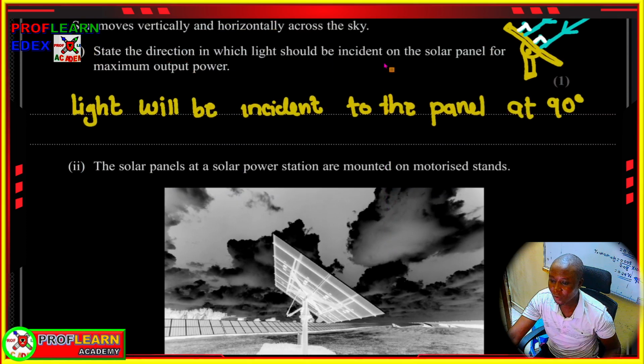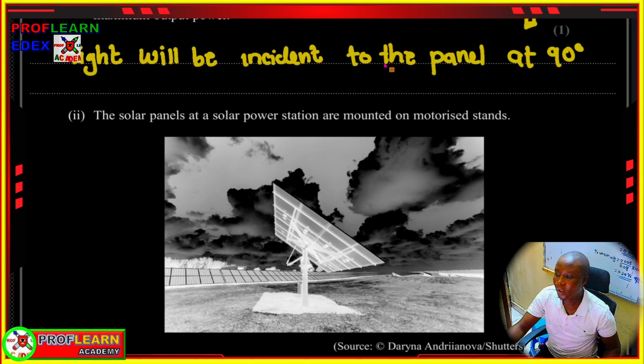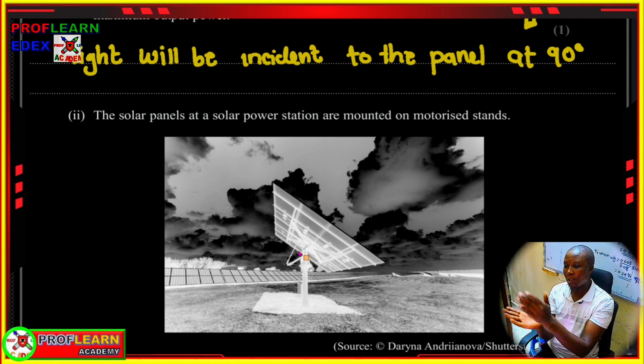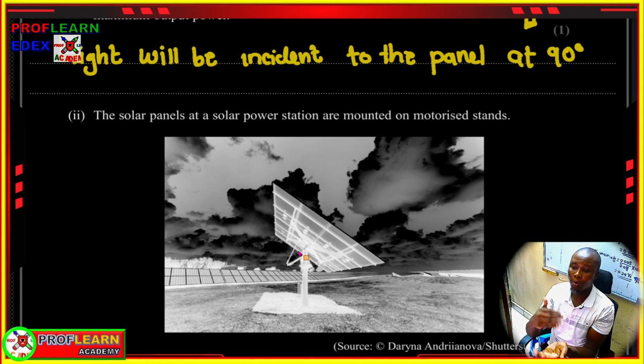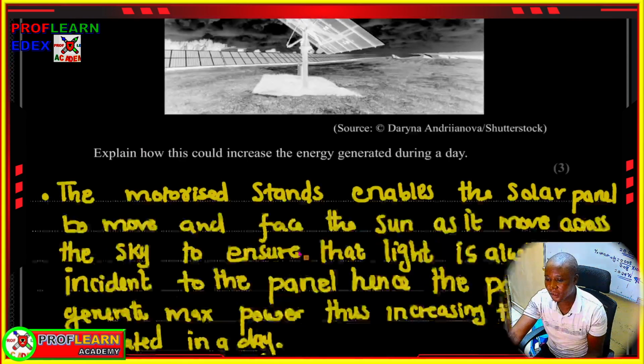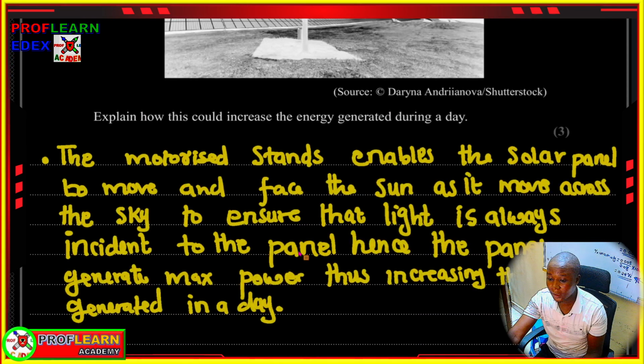We are told that the solar panel is now mounted on a motorized stand. A motorized stand means it can rotate and follow the sun. It has a motor, so it can rotate as the sun moves. So we can say that the motorized stand enables the solar panel to move and face the sun as the sun moves across the sky, and this ensures that the light is always incident at 90 degrees to the panel. Hence the solar panel generates maximum power, which is going to increase the amount of energy that is supplied throughout the day.